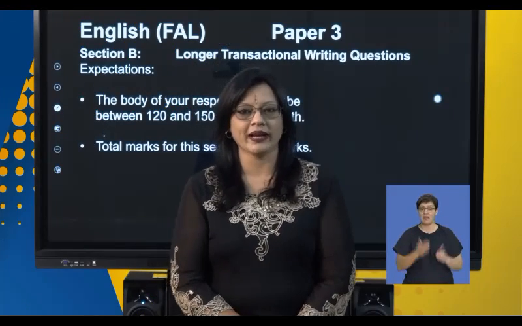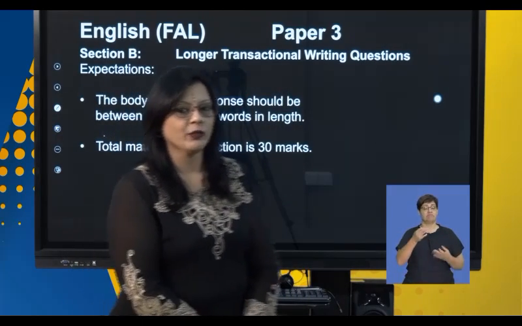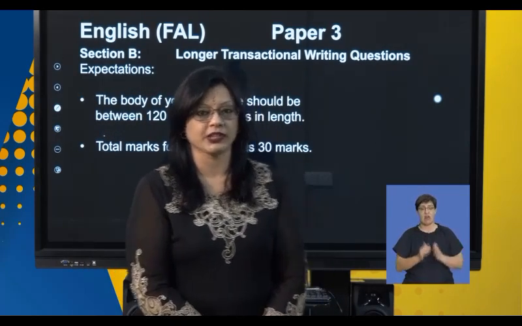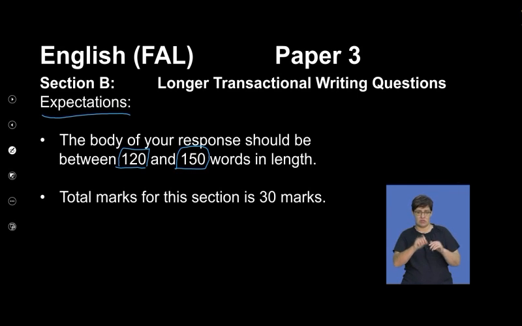Thanks, Looney. Welcome back, guys. Let's get back to Paper 3, English First Additional Language. And now we're going to look at the longer transactional writing. Okay, so in this section B, longer transactional writing, your expectations are listed below. So the body of your response here is 120 to 150 words. Remember, this is your maximum and minimum requirements. The total marks for this section is 30 marks. This is very, very important.